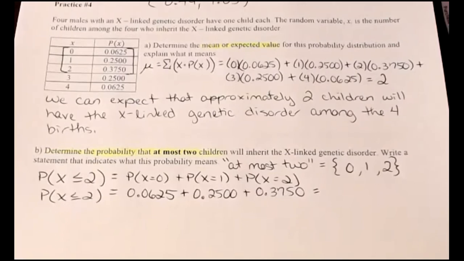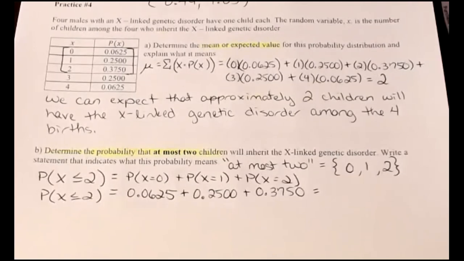Now remember, we're finding probability, the likelihood that this will happen. Sometimes it helps to say it in a different way. What is the likelihood that at most 2 children will inherit that genetic disorder? And when you have your probability, go ahead and share that with everyone, either through the chat or out loud. Should we round it? No, I would like 4 places after the decimal. Okay.